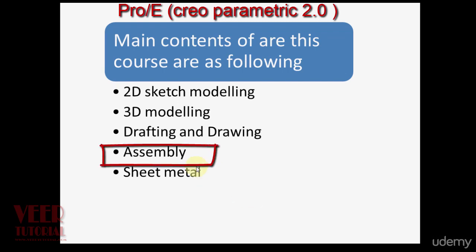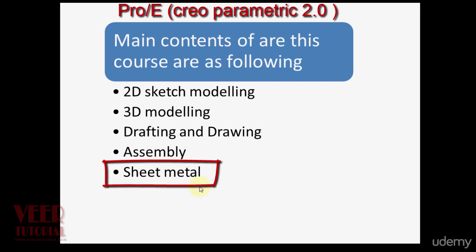The fourth chapter is on assembly. After we create the different parts or models in part modeling, we will learn how to assemble them. In the assembly we have different types of constraints like rigid, slide, pin, planar connection. We will learn how to create the connections, then how to create the assembly, then how to apply a mechanism to the assembly. The last and fifth chapter is on sheet metal.